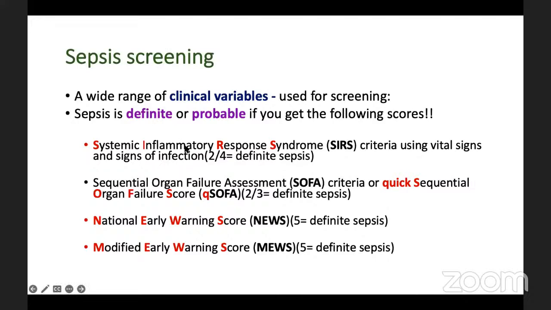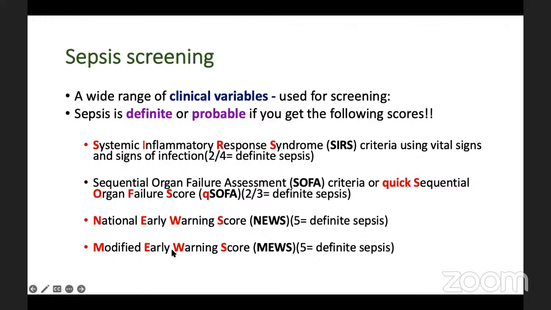So we are going to go through SIRS. It is a very good one, right? It evaluates a few clinical variables for us to define sepsis. SIRS has four criteria, clinical features, and if two are positive, that indicates definite sepsis. SOFA, I don't like SOFA. Why? It consumes lots of energy and cost, right? And qSOFA is very easy. qSOFA comes with only three features, and if two are positive for your patient, you can consider it as definite sepsis.